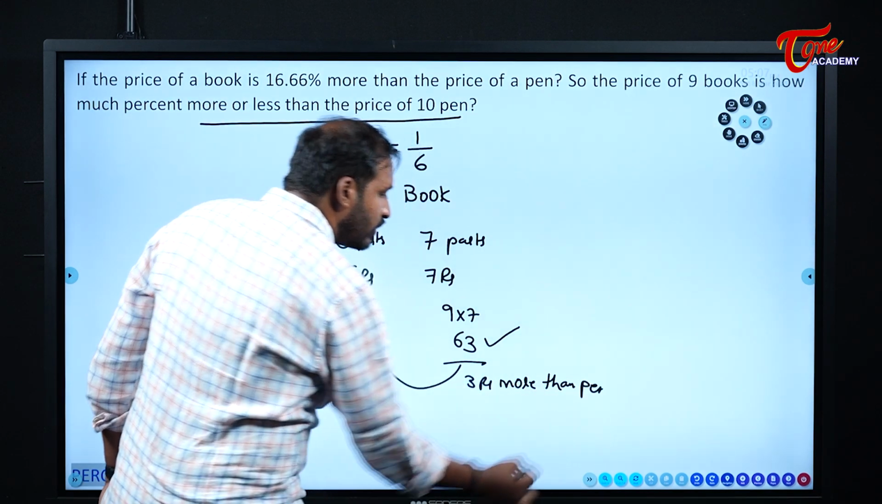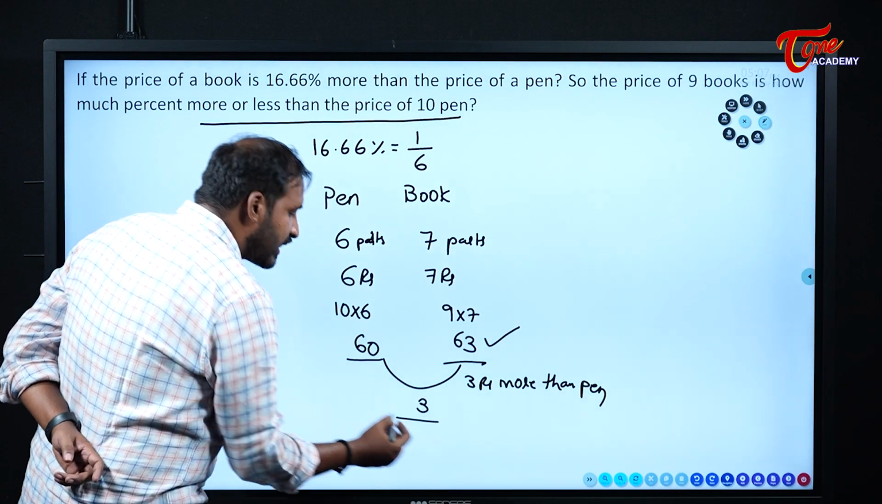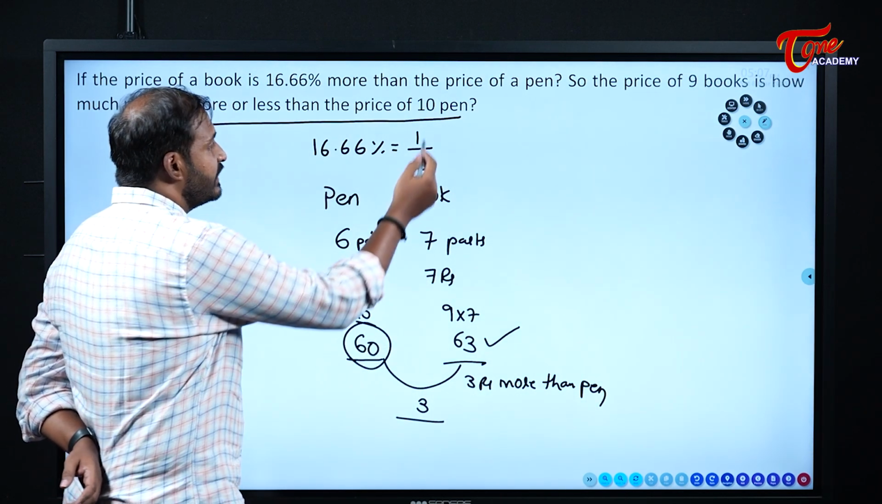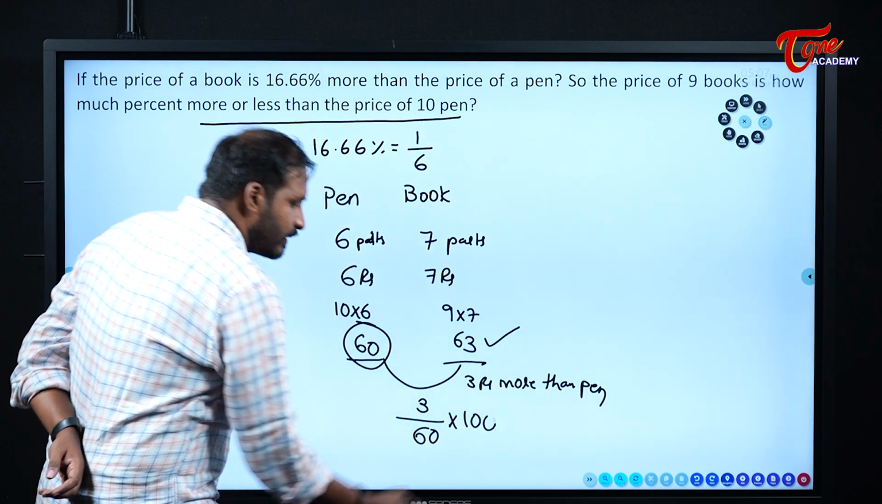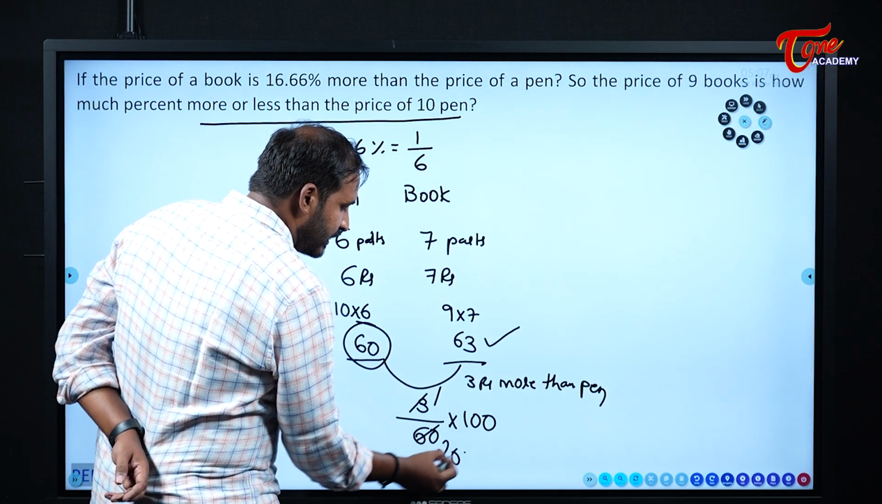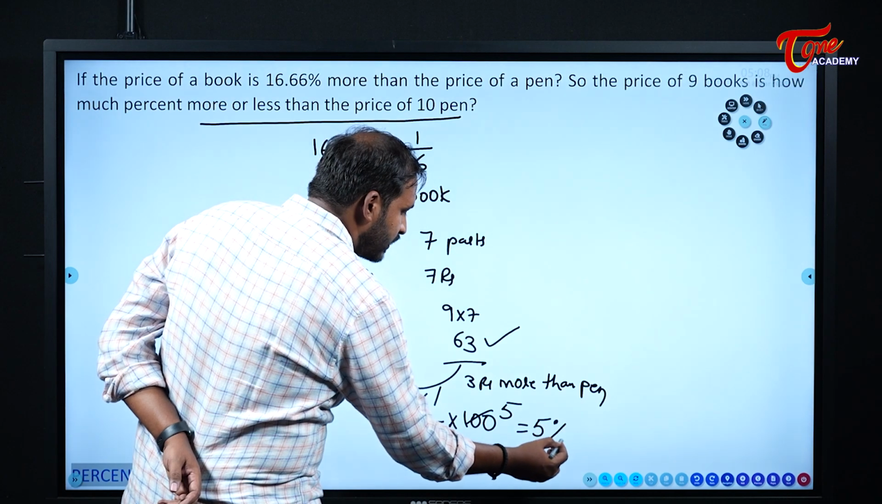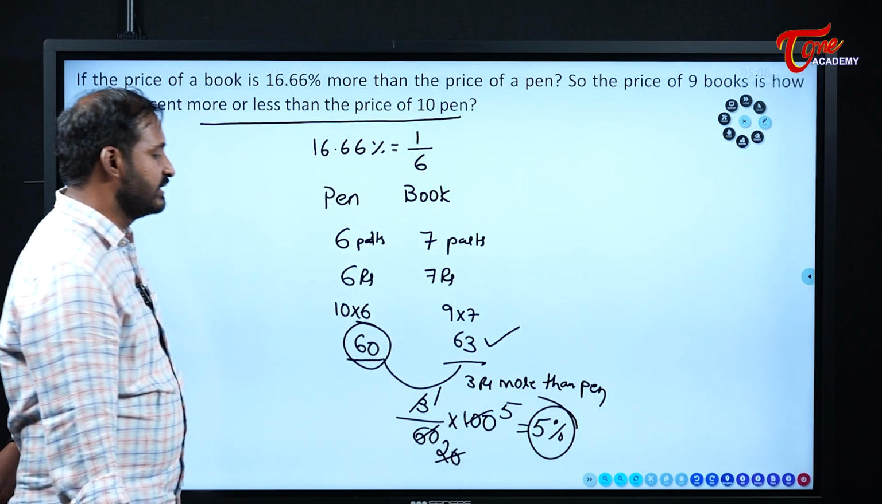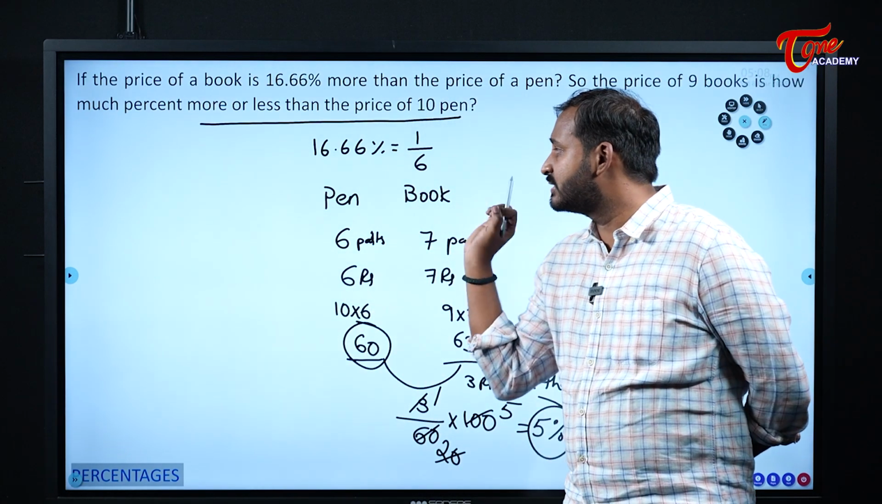So when you want to write it in the form of percentage, what you will write? 3 by, we are comparing it with pens, right? 10 pens price is 60, into 100. 3 by 60 into 100. So 3 ones, 3 20s, 20 ones, 5s. So how much percent more will we get here? 5%. So students, please be careful with this one small thing.